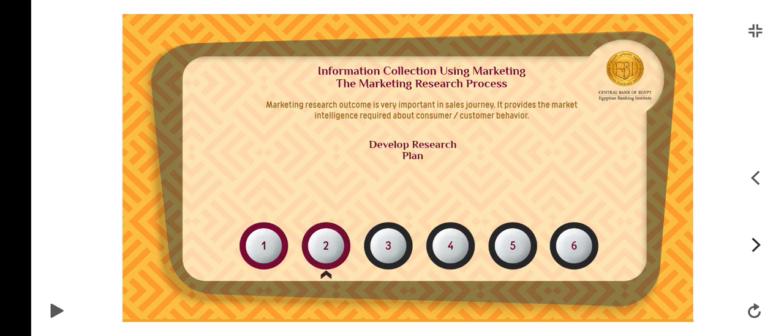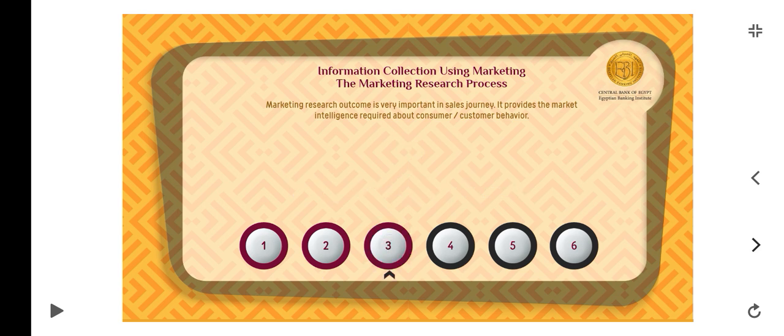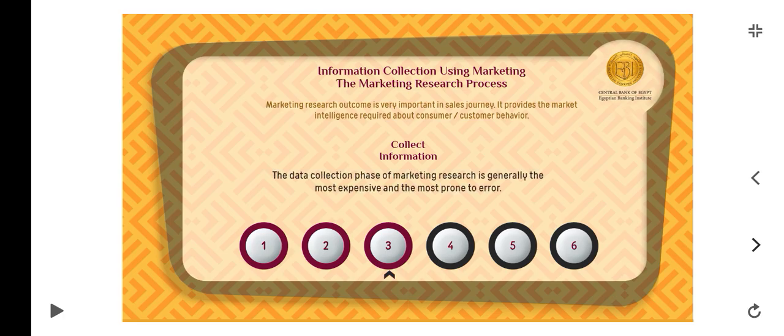Step 2. Develop research plan. To design a research plan, we need to make decisions about the data sources, research approaches, research instruments, sampling plan, and contact methods. Step 3. Collect information. The data collection phase of marketing research is generally the most expensive and the most prone to error.